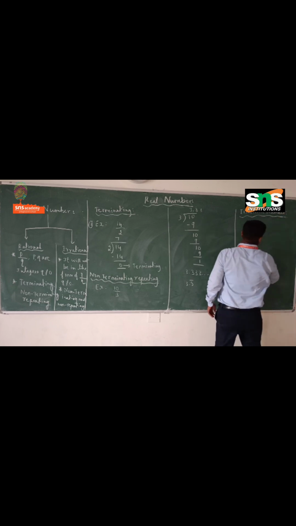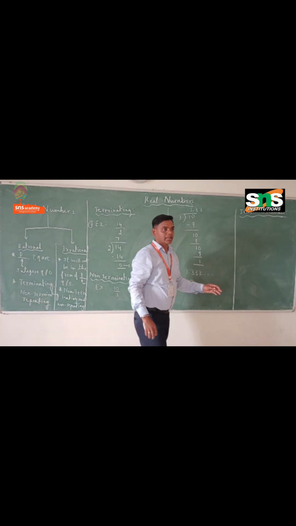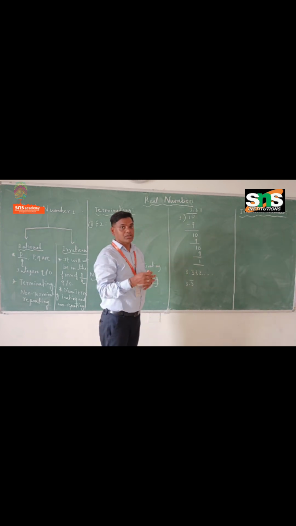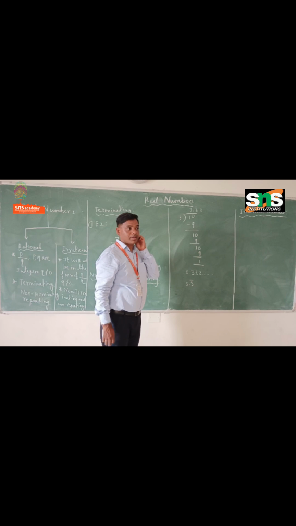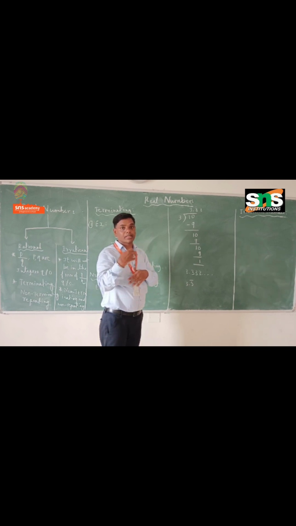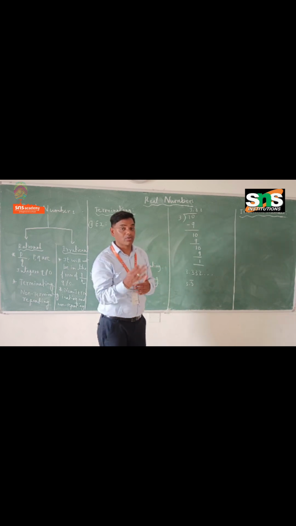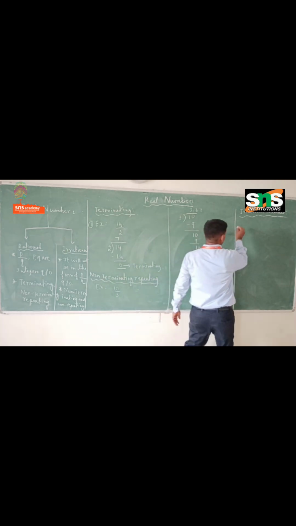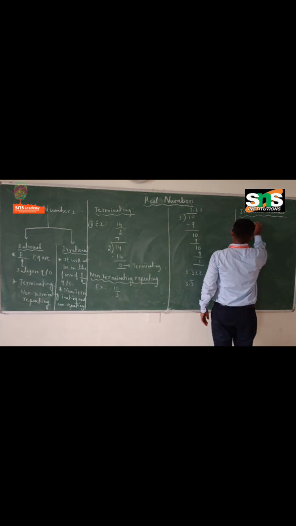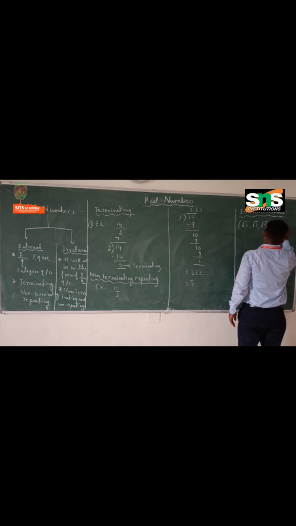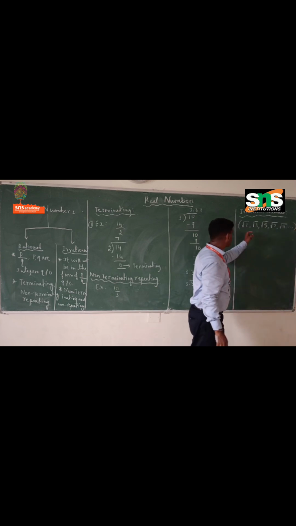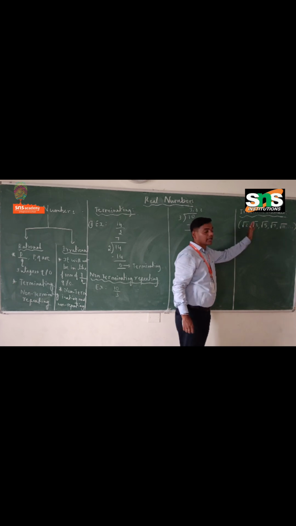if it is not a perfect square number, that type of number we can say is an irrational number. For example, the square roots of prime numbers: root 2, root 3, root 5, root 7, root 11, etc. So the square root of a prime number will come under irrational numbers.